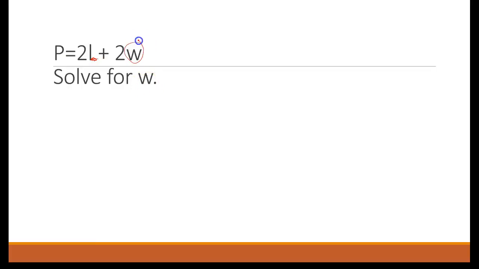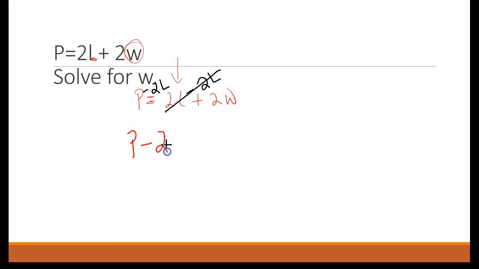So here's our W. We want to get that by itself. So let's get started. P equals 2L plus 2W. What should we do first? Well, we want to get rid of this term first, right? Since we want 2W by itself. So let's subtract 2L from both sides. 2L minus 2L cancels out. So now we have P minus 2L equals 2W.